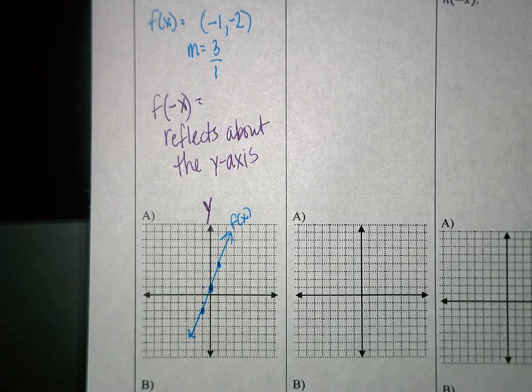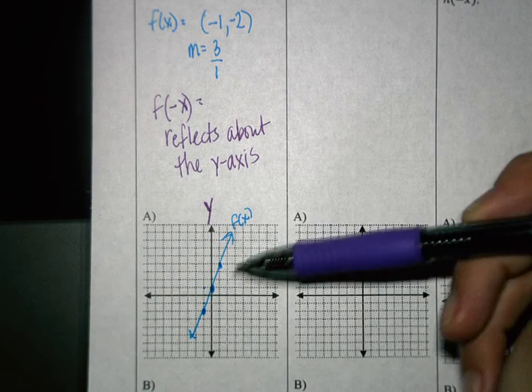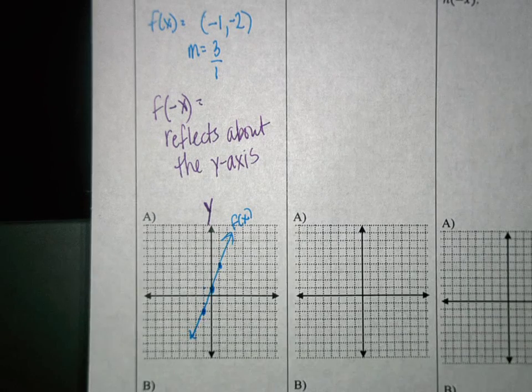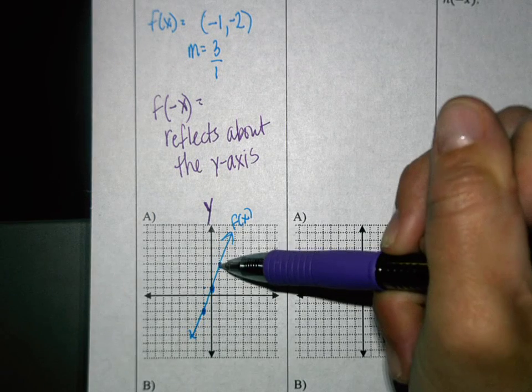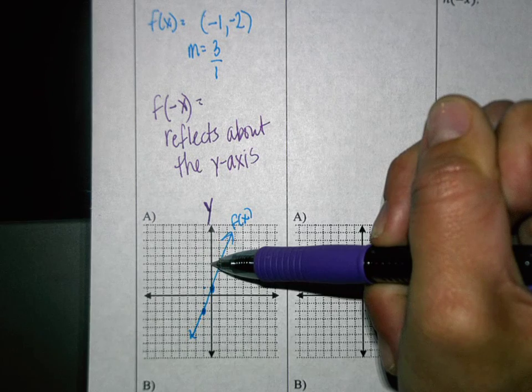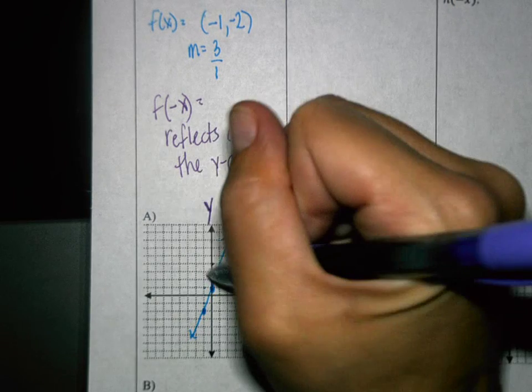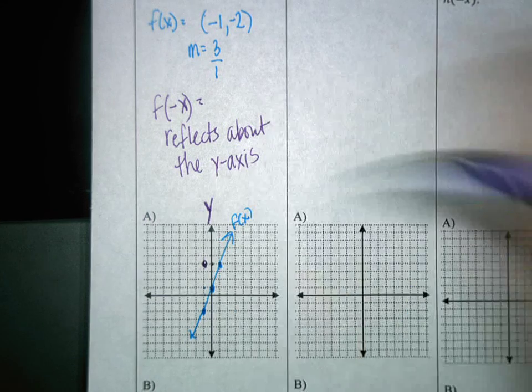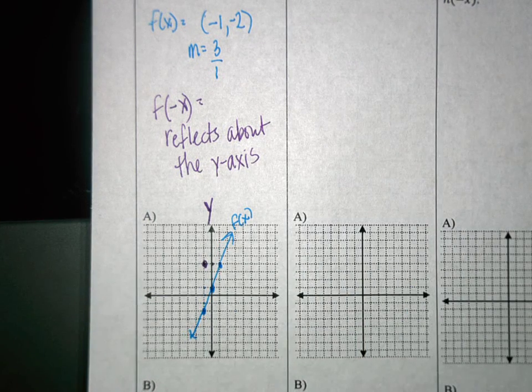And so what it means is that every point here on the line reflects to the opposite side of the y-axis. And so the easiest way to do this is, do you see how this point right here is 1 point away from the y-axis? So that means when I reflect it over, it's going to go 1 point on the other side of the axis.